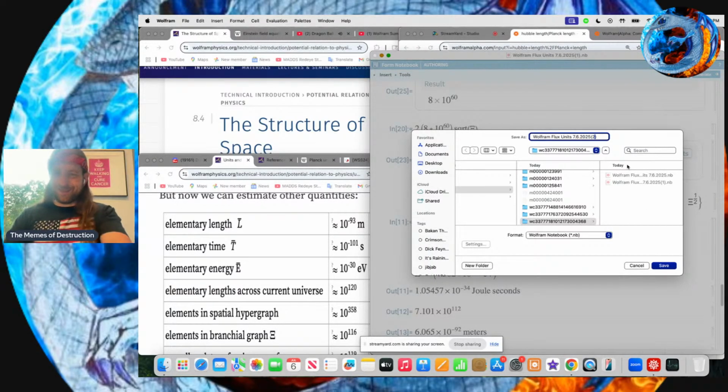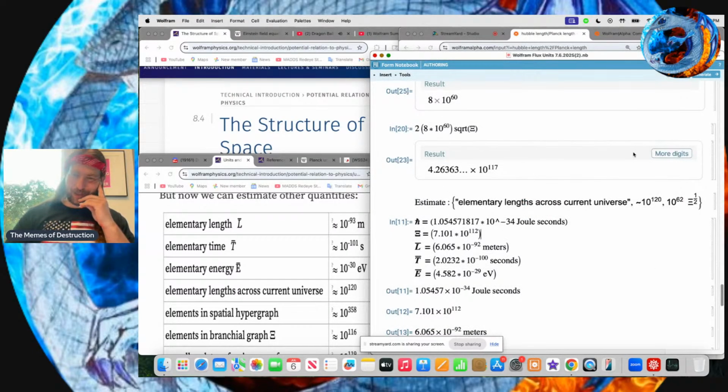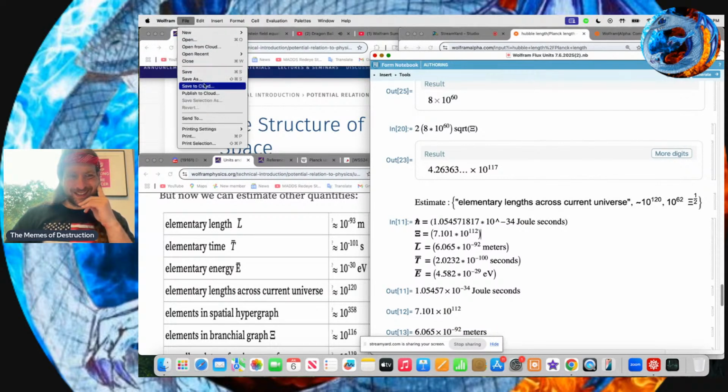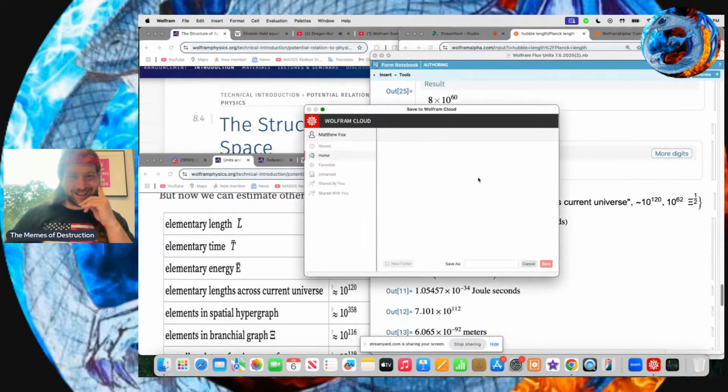Okay, see, that's the thing. Sometimes it will put that there. That's what's confused me so long. It just randomly will save it as a notebook, but I'm sure that has something to do with my causal doing. Save to cloud.